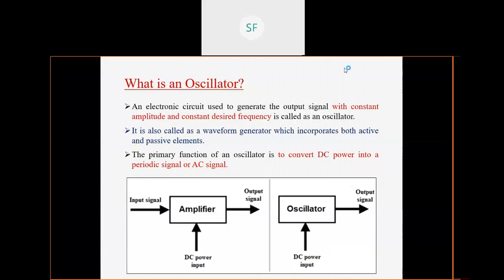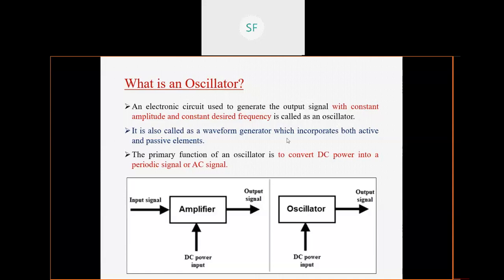First point is what is an oscillator. So you can say that oscillators are electronic devices which are used to generate an output signal with constant amplitude and constant desired frequency. It is nothing but sustained oscillations. So it is called an oscillator. Oscillator is also called a waveform generator. Why? Because at the output of the oscillator you are getting any kind of wave. Either it can be sinusoidal or rectangular or square wave or triangular wave.